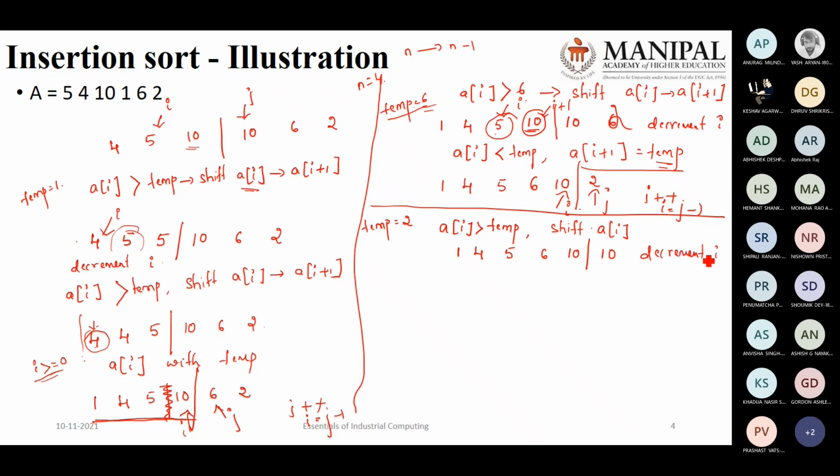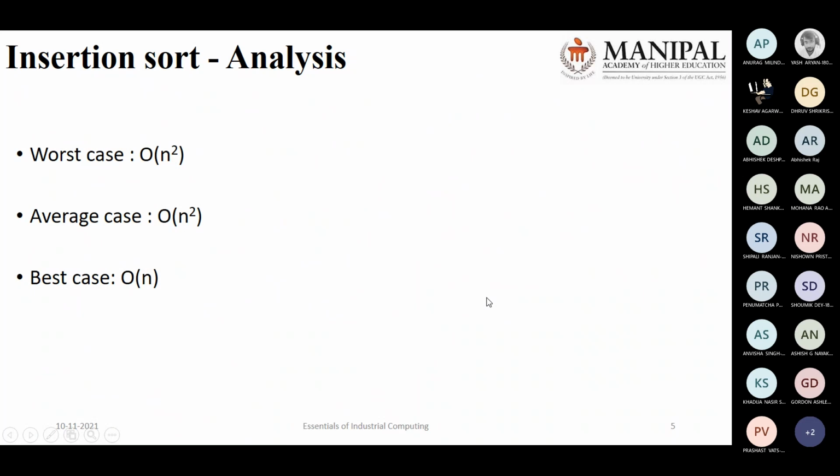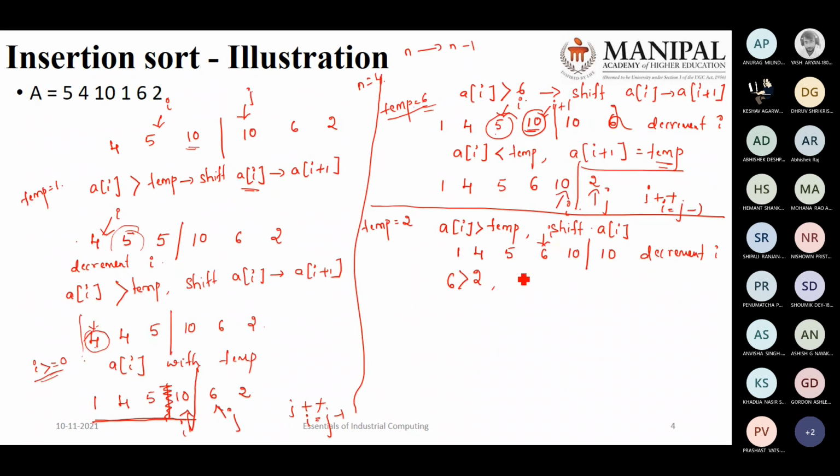After shifting, you need to decrement I till you reach the beginning of the array or you get the correct position in the array. When you decrement, I will point to this. A of I will be 6. So 6 is again greater than 2, right? When this is the case, again you need to shift A of I. So 6 has to be shifted and the array will be 1, 4, 5, 6 and A of I plus 1 will be now again 10. Again decrement I.